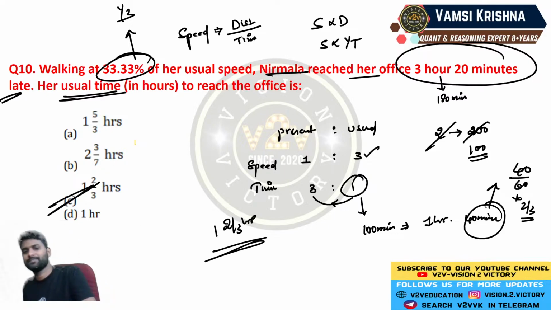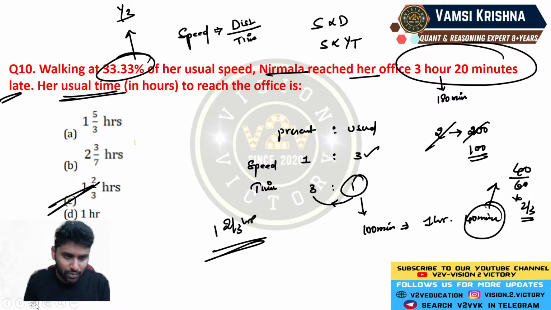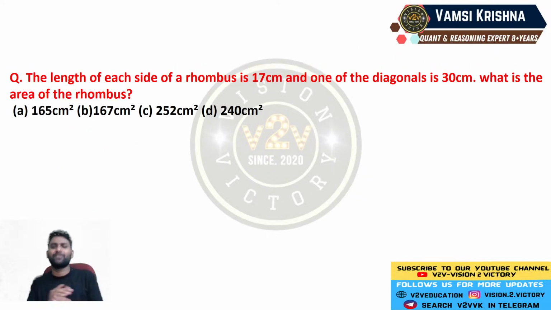That's the last question. So these are the 10 different questions. Just understand the concept. If you understand the concept and calculation, you can save your time. And this is for you. Just try this question and post your answer in the comment section.